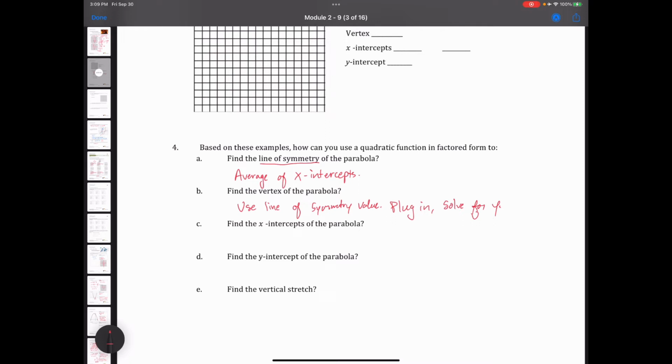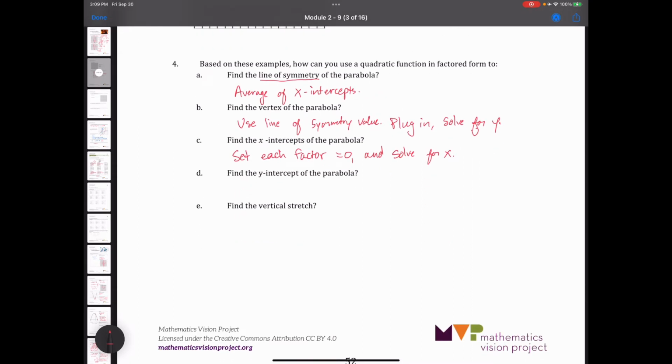Okay, find the x-intercepts. Well, we'll set each factor, is what we'll call it, equal to 0, and solve for x. There we go. How to find the y-intercept? Set x equal to 0, solve for y. And really what we were doing up above is when we set each factor to 0, we're saying y equals 0, substituting in y equals 0.